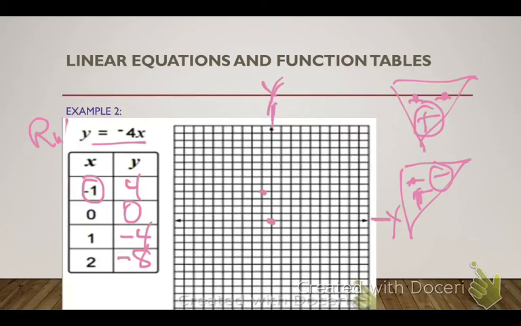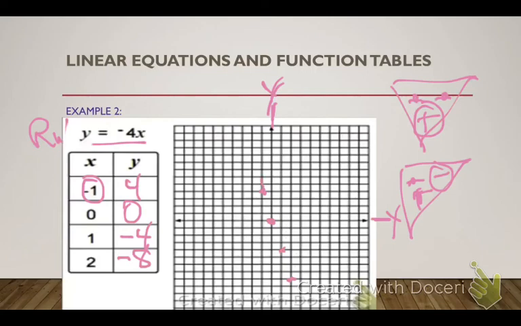Then we have 1, -4, so we got 1, and then 1, 2, 3, 4 right there, -4. And then we have 2, -8, so we got 1, 2, and then we're going to go 1, 4, 5, 6, 7, 8. Alright? And again, you have to know to use your rules of integers, of adding, subtracting, multiplying, and dividing. And that's something you're going to have to take care of and use your notes.